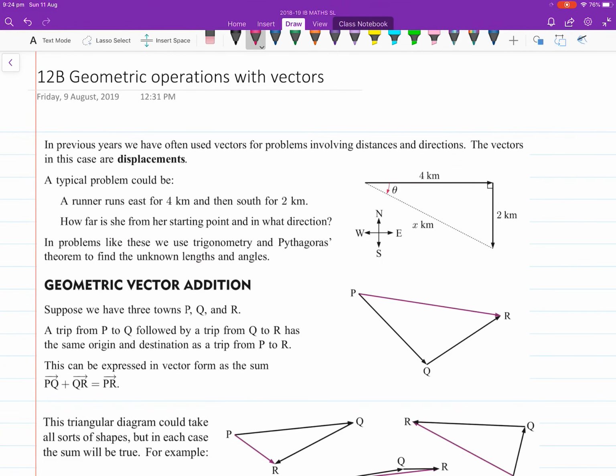Hey Year 12, this next one is on 12B, and there are a couple of exercises for this one as well. It goes from 12B.1 to B.4, so I might just do the first half for you.